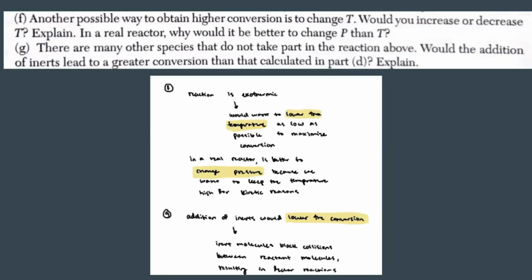For part F, this is an exothermic reaction, so therefore it would be best to lower the temperature as much as possible to maximize conversion. However, in a real reactor, it would be better to change pressure and keep the temperature high for kinetic reasons. And finally, for part G, the addition of inerts to this reaction would decrease the conversion rate because inert molecules would prevent collisions and consequently reactions between the reactant molecules.